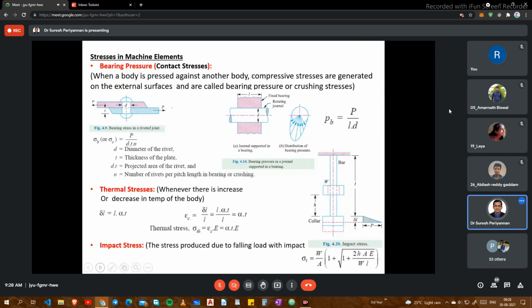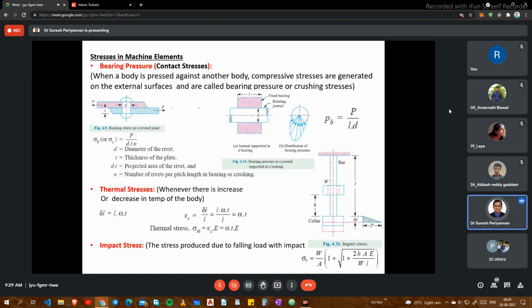Now we come to the bearing pressure. What is bearing pressure? Bearing pressure is also contact pressure, right? When a body is pressed against another body, a compressive stress is generated on the external surface. This is called bearing pressure or crushing stress. Why are we saying bearing pressure? Suppose I'm not using any fluid, such as lubricant oil, then what we get is frictional force, obviously.